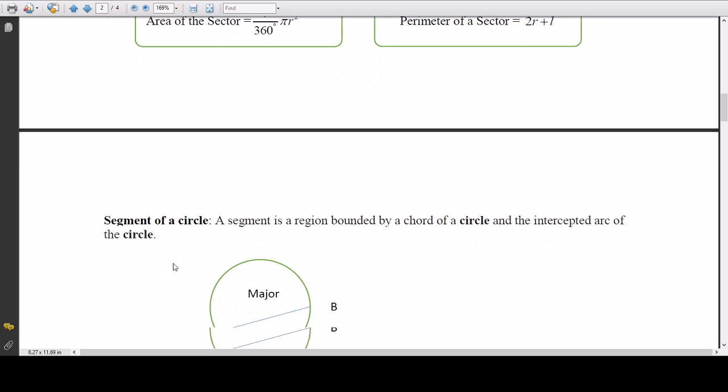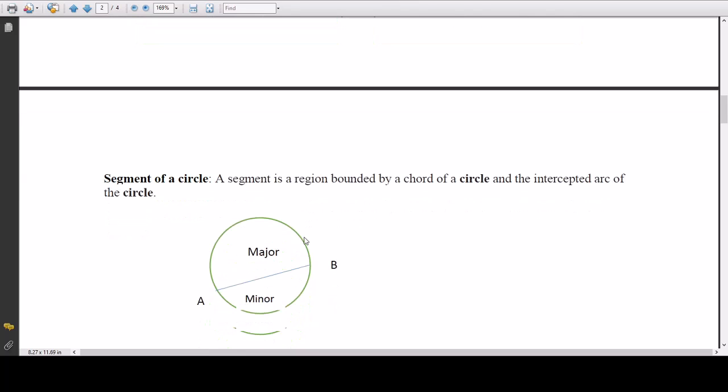Now coming to the next, it is the segment of a circle. If we draw a chord on a circle, the circle will be divided into two parts.